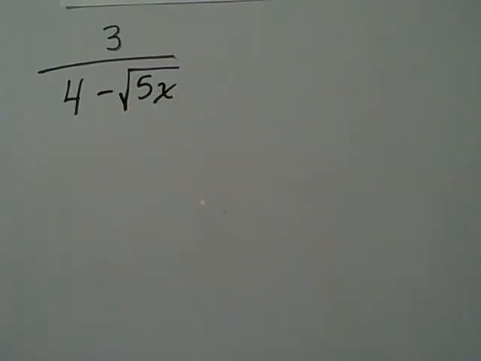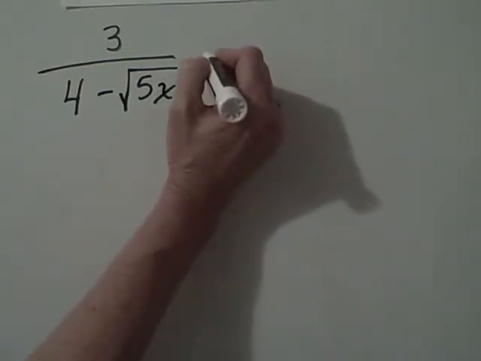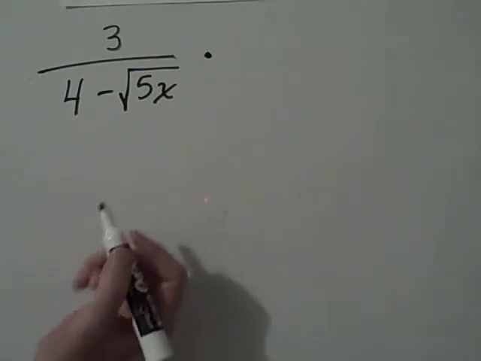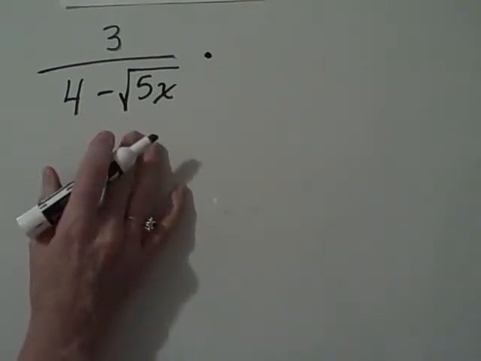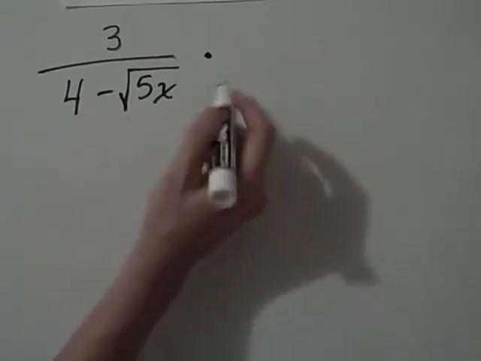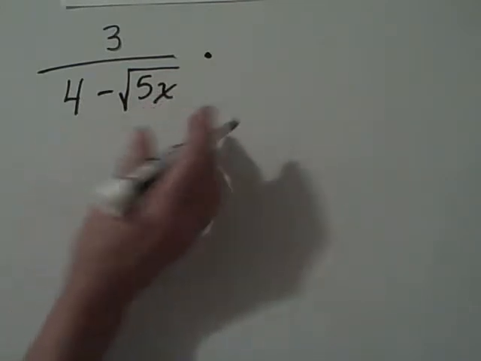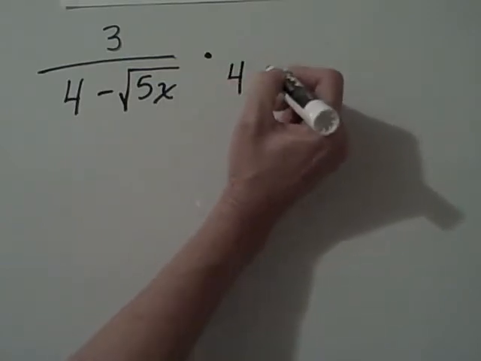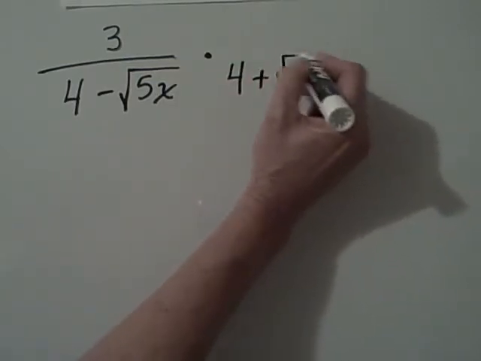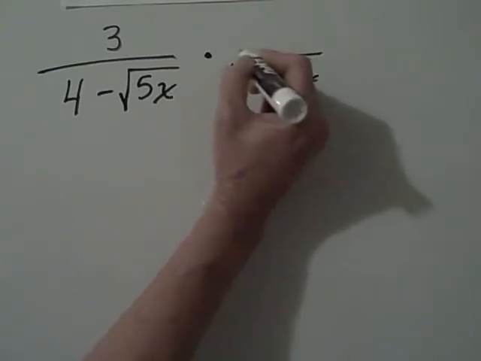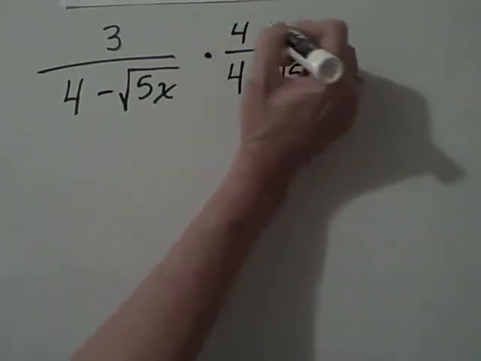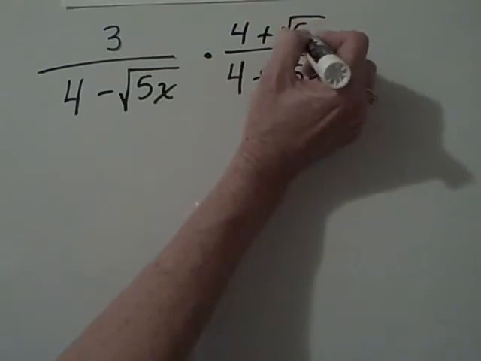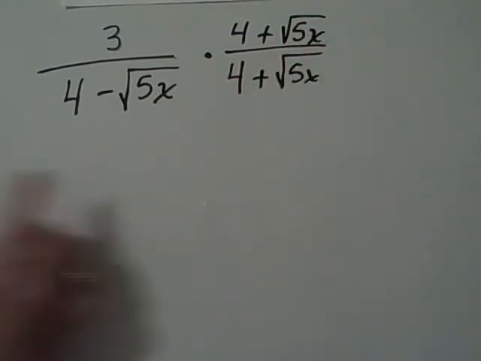Now, when we have 2 terms in the denominator, we need to multiply by the denominator's conjugate. And you might remember conjugate. We did this in Unit 2. We multiplied by the conjugate in order to cancel out a radical. So we've actually done this before. We're going to multiply by 1, but 1 is going to take the form of 4 plus the square root of 5x.